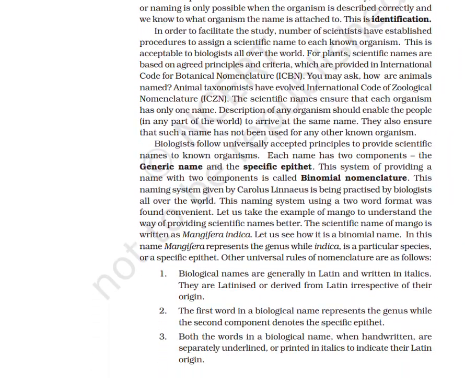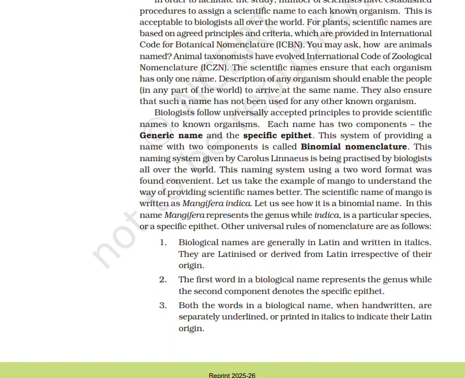Biologists follow universally accepted principles to provide scientific names to known organisms. Each name has two components, the generic name and the specific epithet. The system of providing a name with two components is called binomial nomenclature. This naming system was given by Carolus Linnaeus and is practiced by biologists all over the world. This naming system uses a two-word format and was found convenient. Let us take the example of a mango to understand the way of providing scientific names better. The scientific name of a mango is written as Mangifera indica. Let us see how it is a binomial name. In this name, Mangifera represents a genus, while indica is a particular species or a specific epithet.